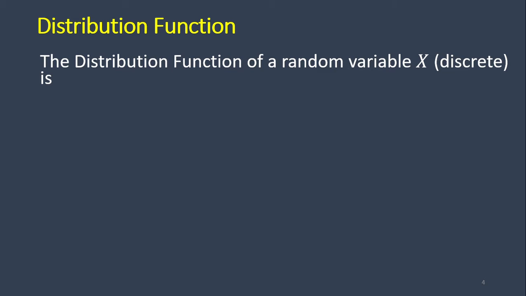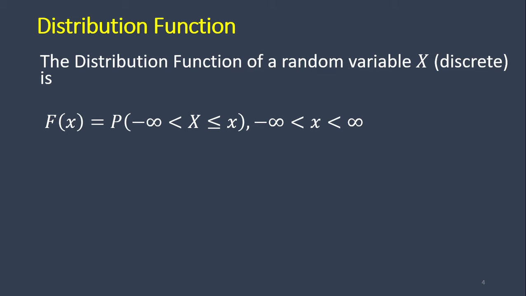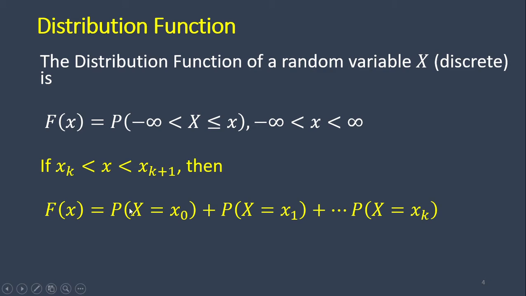What is a distribution function? The distribution function of a discrete random variable X is F(x) equals probability that X is less than or equal to x, where x lies between minus infinity and infinity. If x is less than x_{k+1} and greater than or equal to x_k, then F(x) equals probability at X equals x0 plus probability at X equals x1 plus up to probability at X equals xk, which equals the sum over i equals 0 to k of p(x_i).